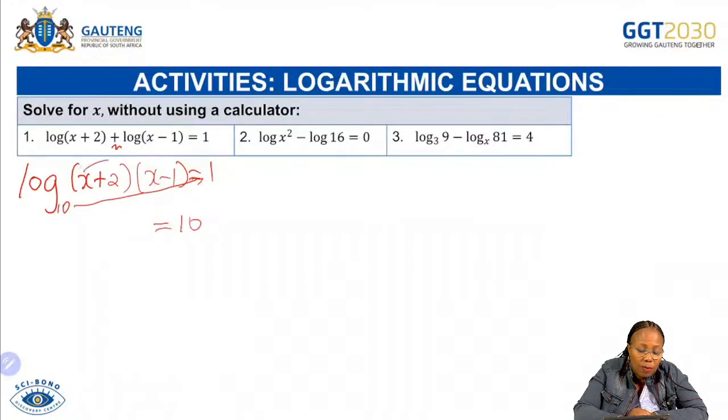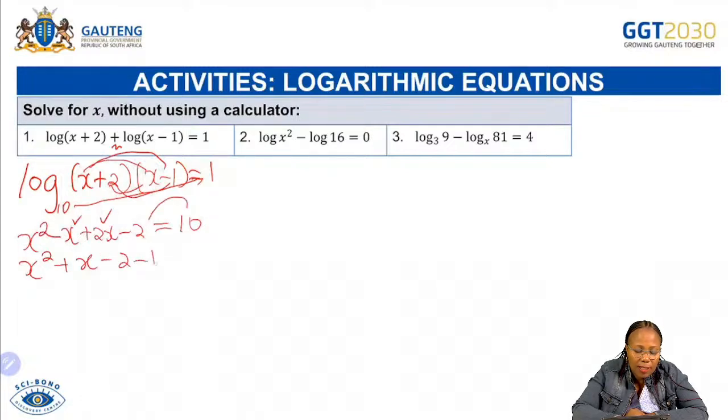So we'll be left with the bracket this side, which will be x squared, x times minus 1 is minus x, 2 times x is 2x, 2 times minus 1 is minus 2. So we end up with x squared minus x plus 2x minus 2. 10 to this side is minus 10 equal to 0. So that will be x squared plus x minus 12 equal to 0.